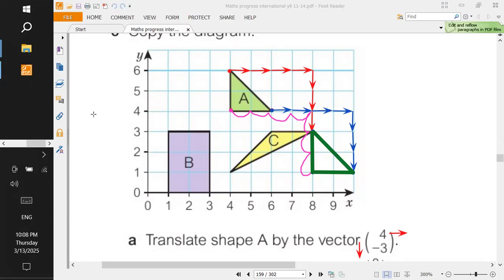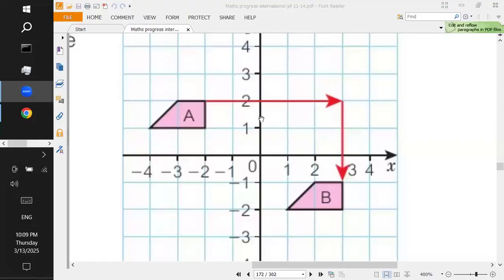Now, let me show you some questions that they ask you to describe translation. Let's take a look at some questions. In this question here, they said that shape A translated to give shape B. Now, they will tell you to describe the translation that happened here. Well, sometimes they might not tell you to describe the translation. They will tell you to describe the transformation. And you have to say this is translation. And you have to say what is the translation vector.